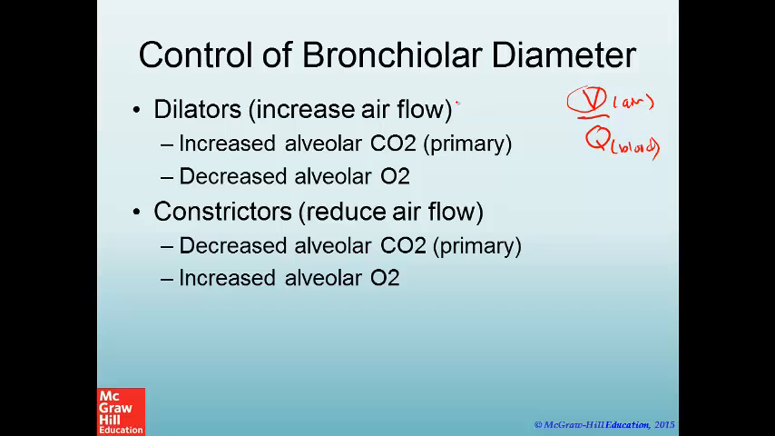So things that will increase flow: if you have a higher than normal alveolar CO2 level, that'll be the strongest stimulus for bronchodilation. A low alveolar PO2 is a weaker stimulus, but it could also result in bronchodilation. Constrictors reduce airflow. Obviously, it's just going to be the opposite: low CO2 or higher O2.